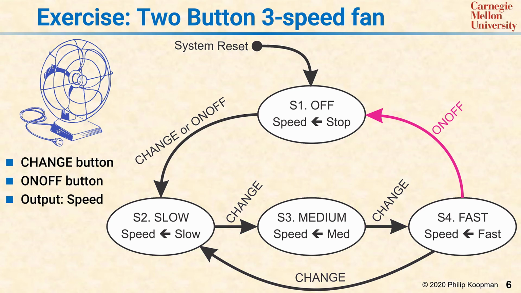But you don't really want to have to change speed to fast before you can turn it off. So the on-off button also has guard conditions from all the fan motion states back to off. Summing up, pressing any button turns the fan on. The change button cycles through the 3 speeds, and whenever the fan is running, pressing the on-off button will turn it back off.